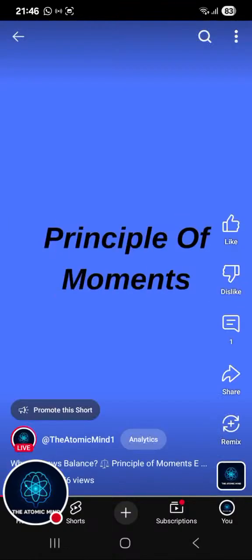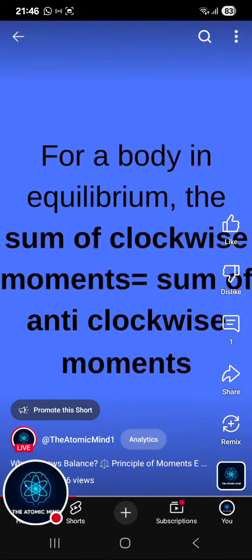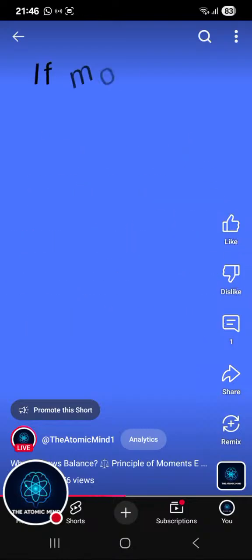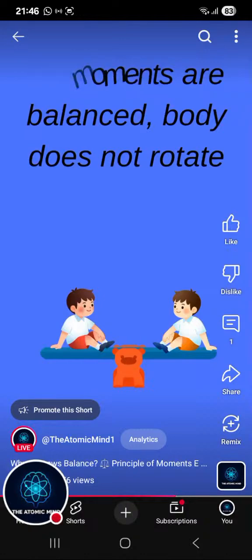Principle of moments. The principle of moments states that for a body in equilibrium, the sum of clockwise moments is equal to the sum of anti-clockwise moments. If moments are balanced, the body does not rotate. Example, a seesaw balanced with children on both sides.